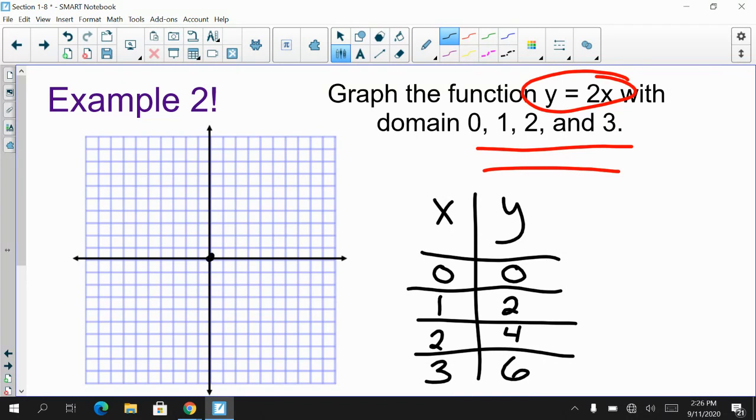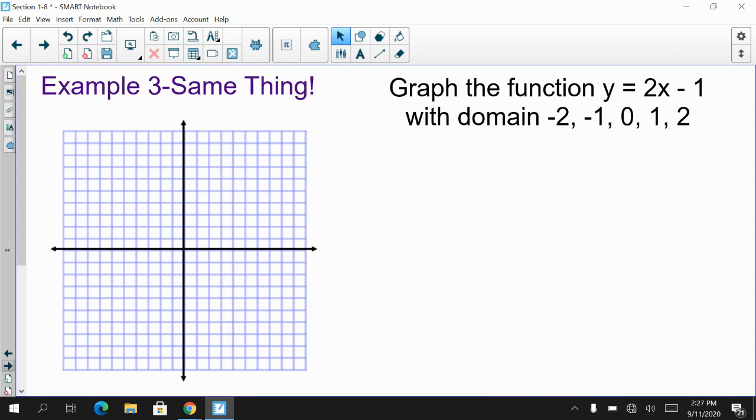0, 0 is right at the origin. 1, 2, 2, 4, and 3, 6. I'm going to grab my line tool. It's a little tough to make lines, and I can connect those dots. And when I connect them, let me see if I can make this a little bit better. You can see that those points do make a line. A function with an x variable that's not squared should make a line the majority of the time. You did not need that line if you just want to graph the points.